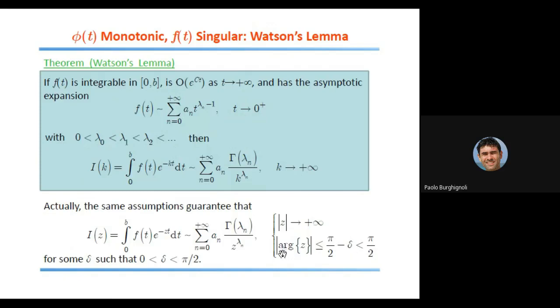So here you can see that the argument in absolute value must not be larger than pi over 2 minus delta, where delta is a positive number. So we are strictly inside an angle whose internal angle is less than pi. Okay, can you visualize it? So within these boundaries, everything works, and Watson's lemma is able to give you an asymptotic expansion in terms of the complex variable z, which is here in the denominator.